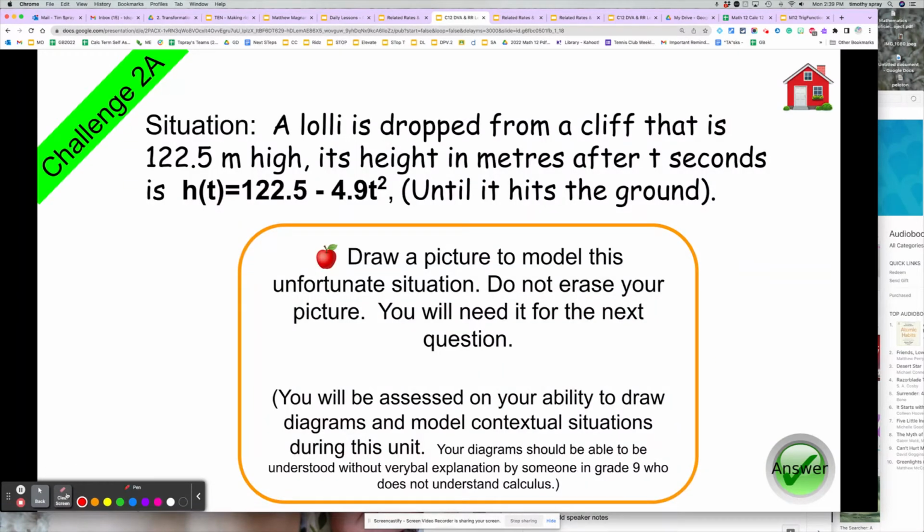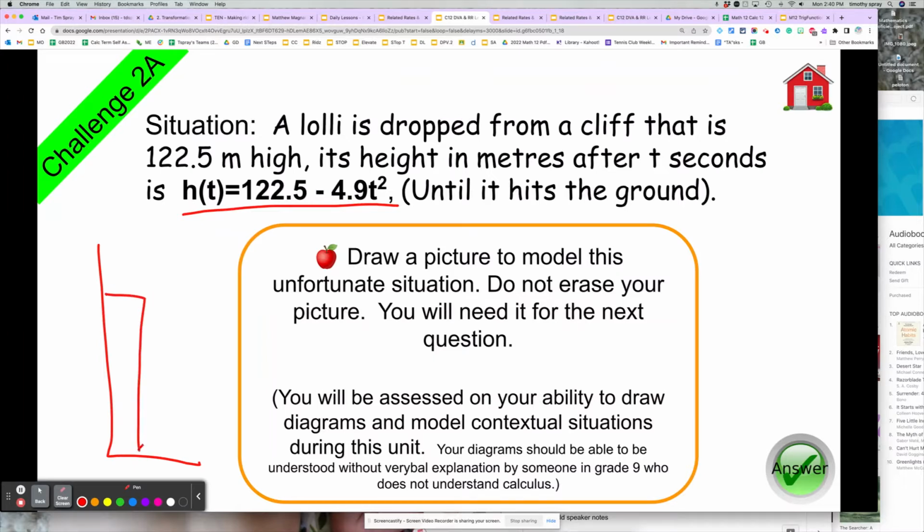Okay, here's a situation that you might find yourself. You're at the top of a cliff with a lolly. Unfortunately, it falls from your hand. The lolly is dropped from a cliff that is 122.5 high. Its height in meters after t seconds is given by this little equation right here until it hits the ground. Draw a picture to model this unfortunate situation. Do not erase your picture. You will need it for the next question. So now let's draw this picture.